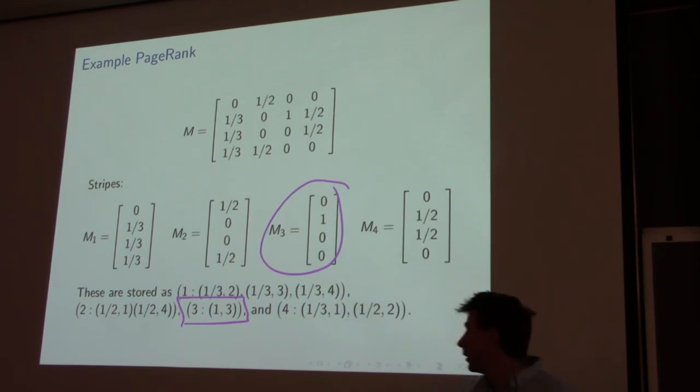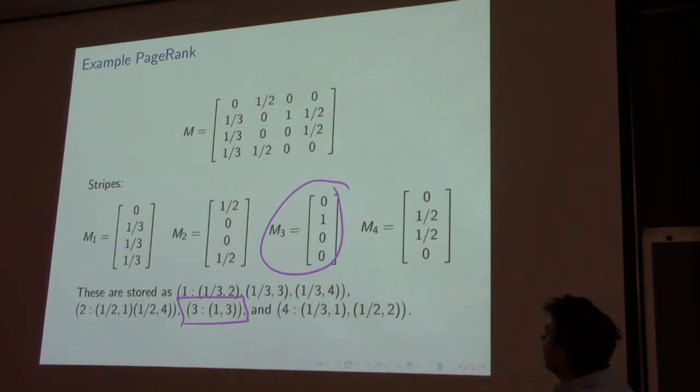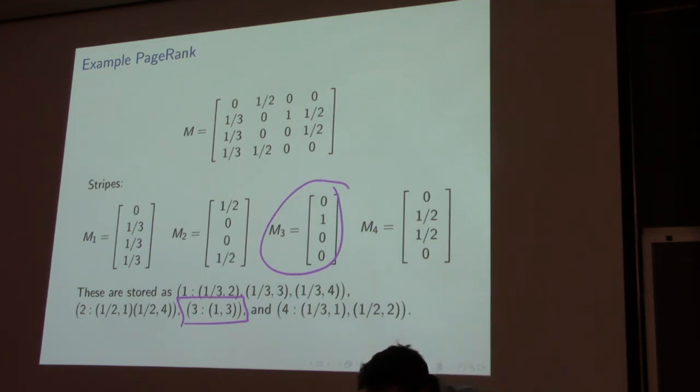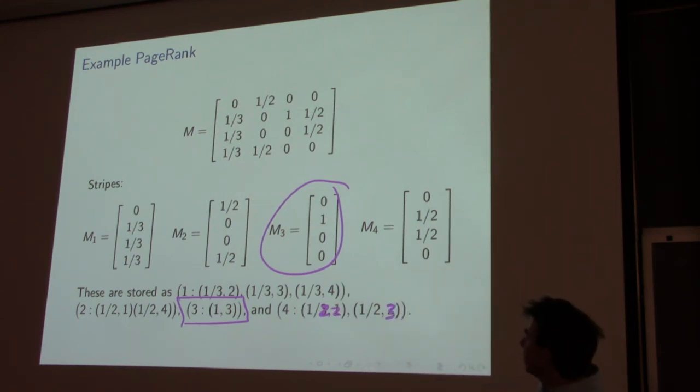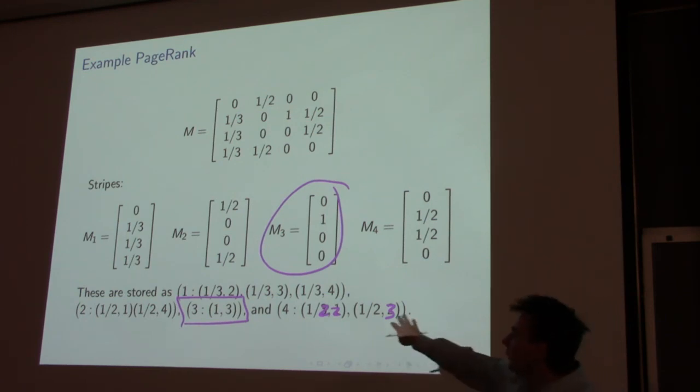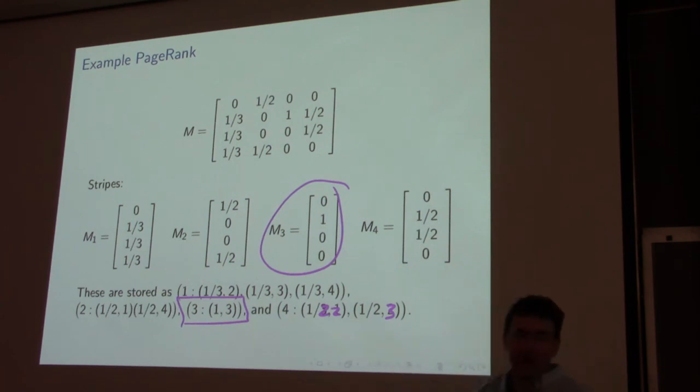Also number 4 should be 1 and 2. Yeah, okay, I copied these over quickly before the lecture. This should be 2, and this is 1 and 3. So there seem to be some typos in here. But you get the idea. You can store it in a sparse format. So I can store a number of these web pages on here and do this reasonably efficiently.